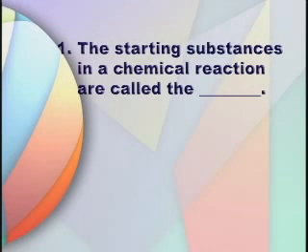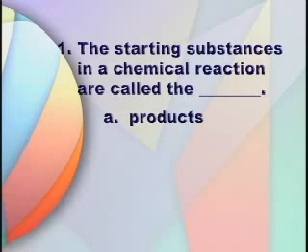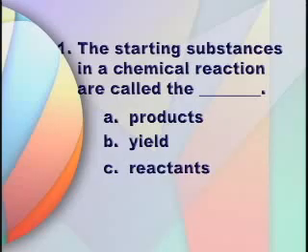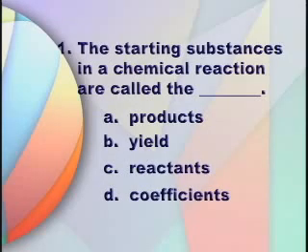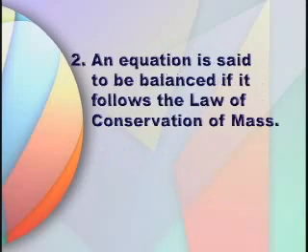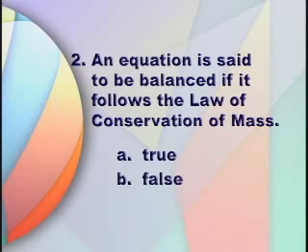Let's get started with a review of today's lesson. Question number 1. The starting substances in a chemical reaction are called the A. products, B. yield, C. reactants, D. coefficients. Question number 2 is true or false. An equation is said to be balanced if it follows the law of conservation of mass. A. True, B. False.